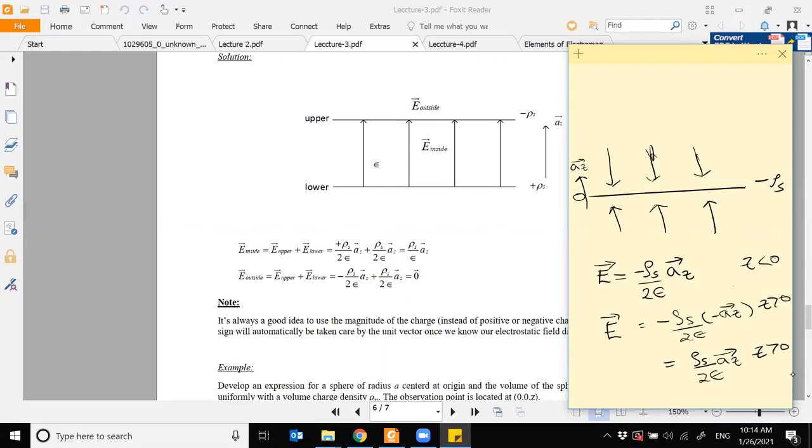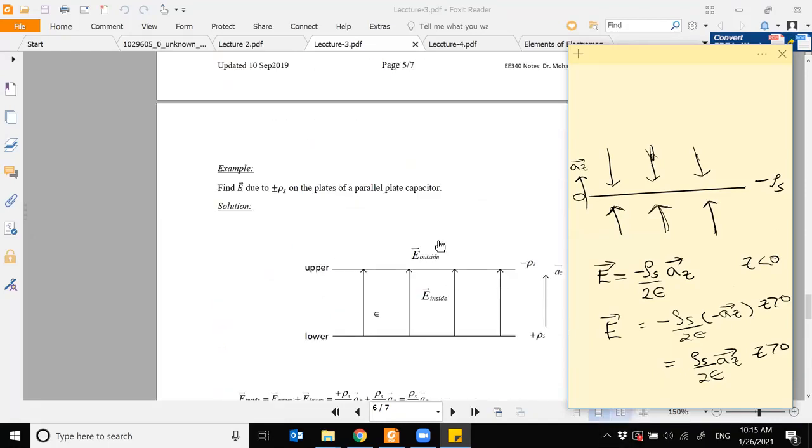Now, can you check, are these two correct? See the direction here. What is the direction here? It is going up, right? It is along the z direction. So if you see here what you are getting, let me go back.